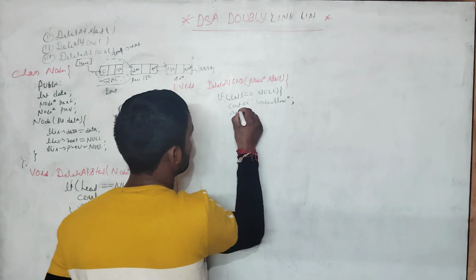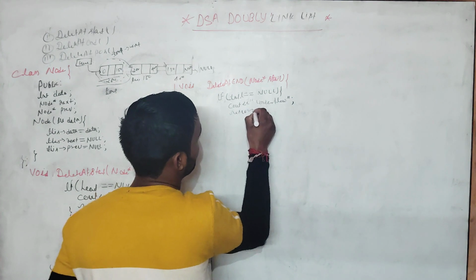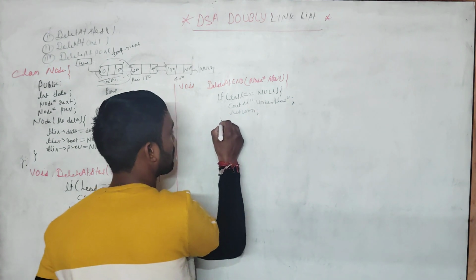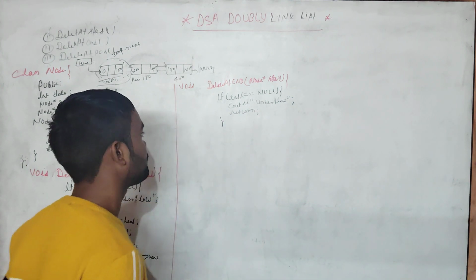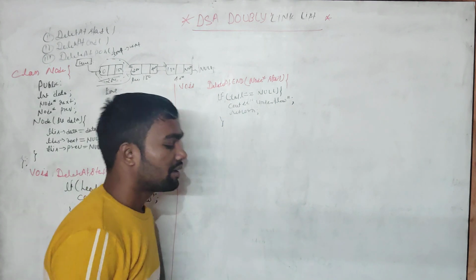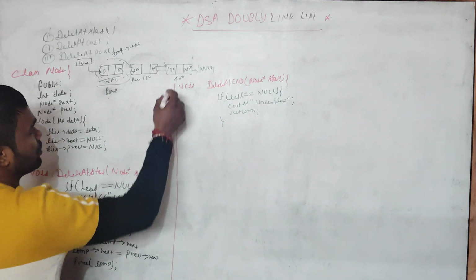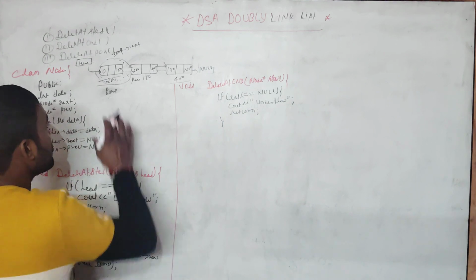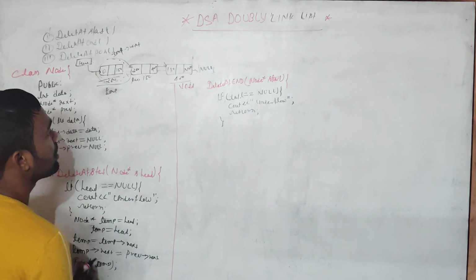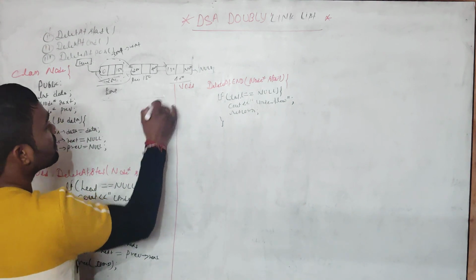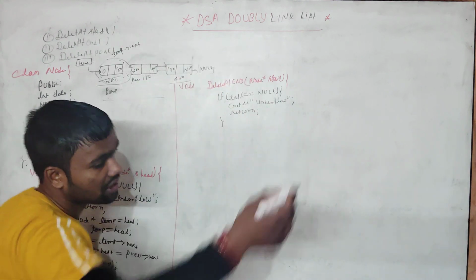Fine, and simply return. Okay. Then I want to delete this node. How can I delete? You cannot write just this thing. Firstly, you need to traverse this linked list. I need to traverse this linked list.